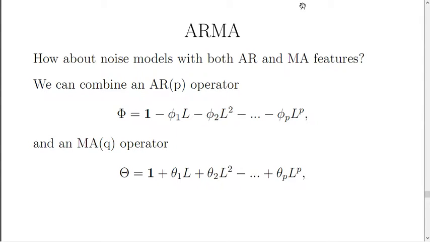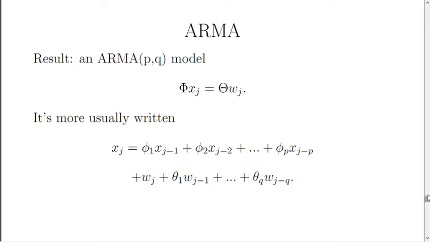We've introduced AR processes, autoregressive, and MA processes, moving average processes. What if we had a noise process that had both features from autoregression and moving average? We can combine an AR operator of order P and an MA operator of order Q by simply saying this.